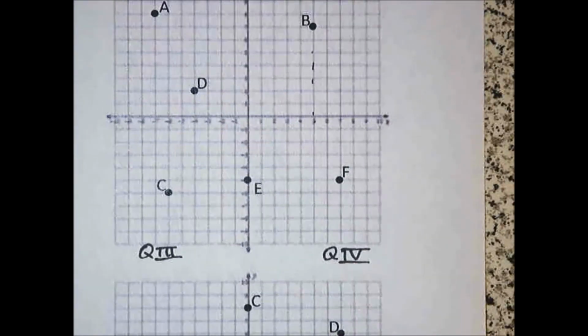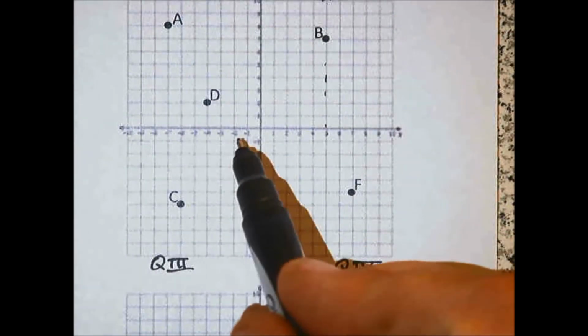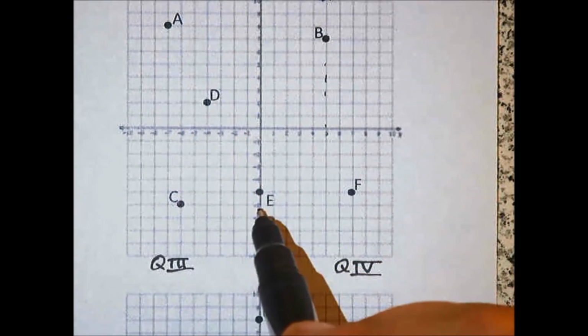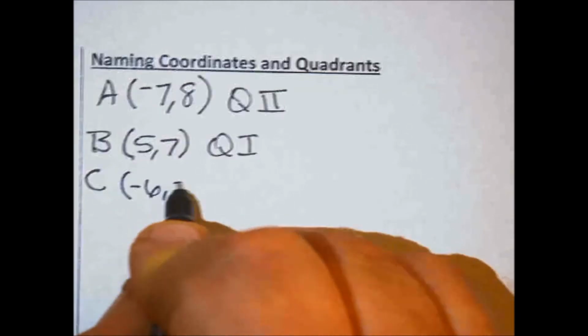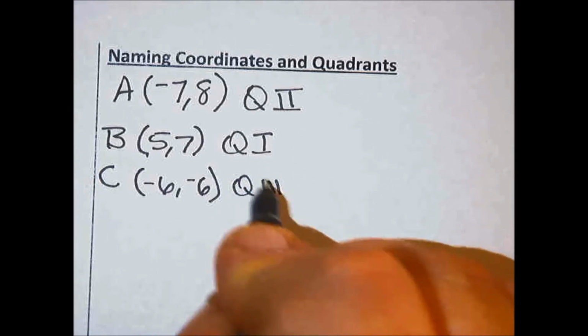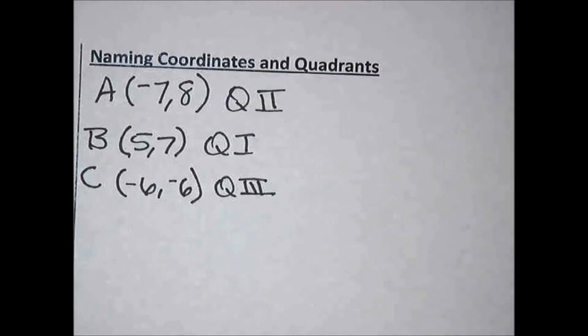So C is down here in the bottom left in quadrant 3. And it looks like it's at -6 and another -6. Okay, so we say that C is at -6, -6. Both negative, that puts it in quadrant 3. By the end of this, and with a little bit of practice, you should be able to know what quadrant points are in based on their signs. And you wouldn't have to graph it. It makes life a lot easier.